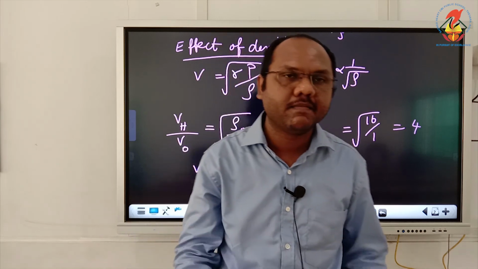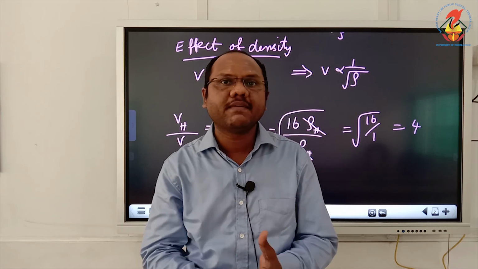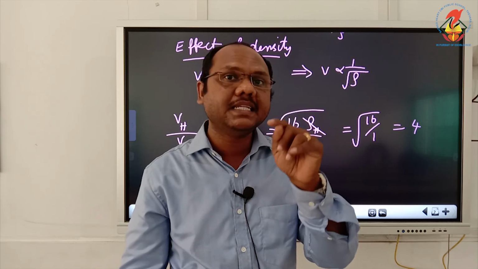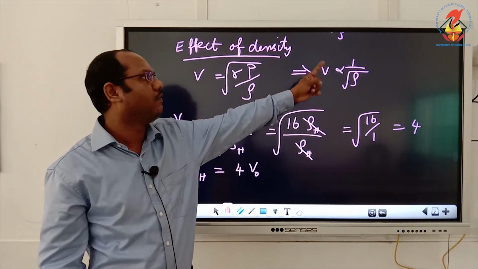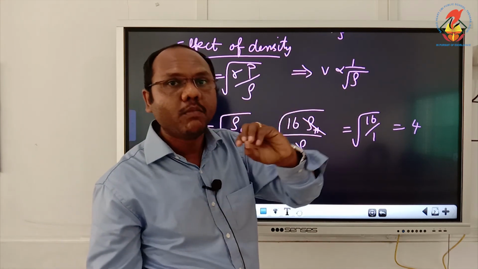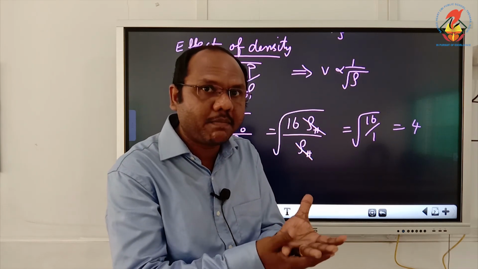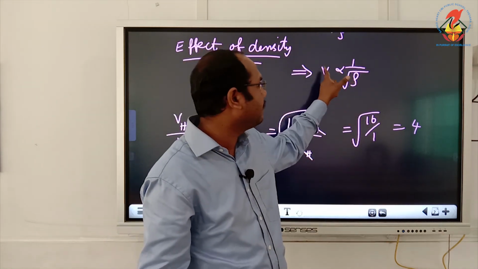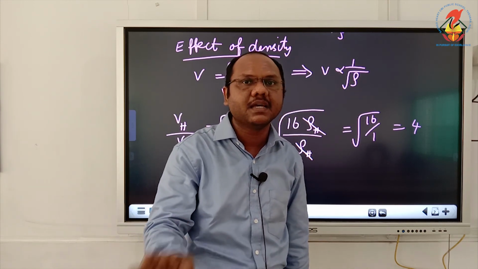Similarly, when humidity increases, humidity is the amount of water vapor in the atmosphere. Water vapor is less dense than air. So when humidity increases, the density will decrease. So what will happen if density decreases? Velocity will increase. That means sound travels faster through moist air than in dry air, because moist air means water vapor content is more, and water vapor is less dense than air. So as density decreases, velocity will increase. Therefore, sound travels faster in moist air than in dry air.